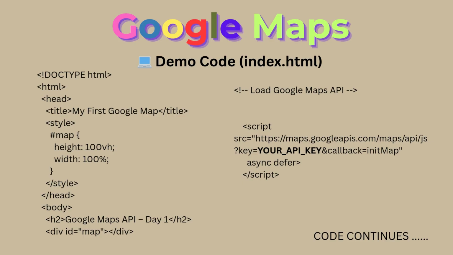This script does only this: it loads the Google Maps API library into your page. Here key equal to your API key is your personal API key from Google Cloud. This callback initMap means when the API finishes loading, it automatically calls the function initMap. Then async defer makes the script load asynchronously, that is faster loading, and doesn't block the page. That's what this will do. Async defer. Okay.